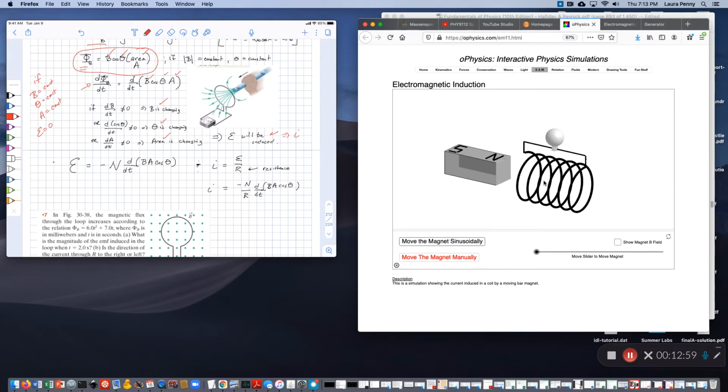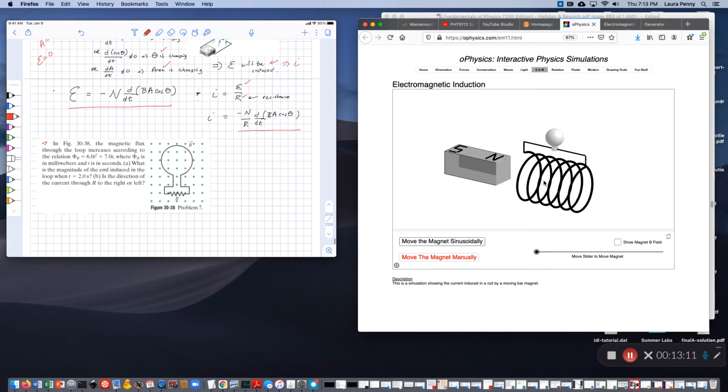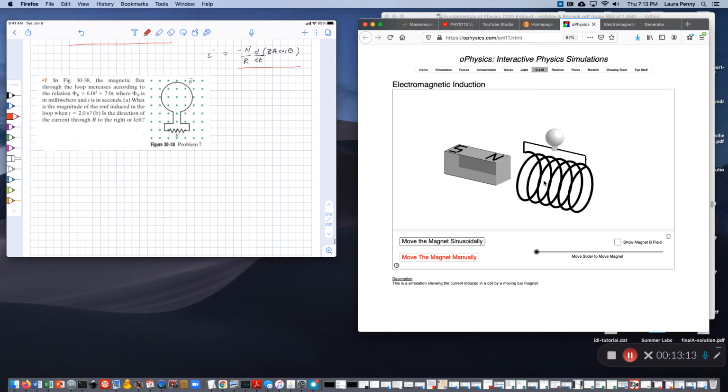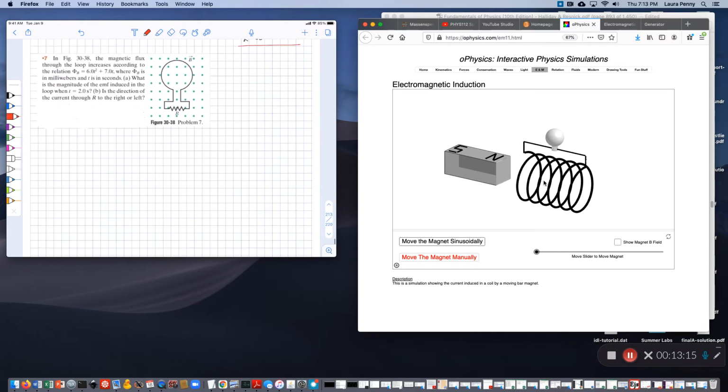So again, here's our equation. If we want to talk about it in terms of current, since current is just the EMF divided by the resistance, we just take the EMF equation and divide it by resistance. So let's look at number 7 really quickly, and then we'll take a break for the next video.